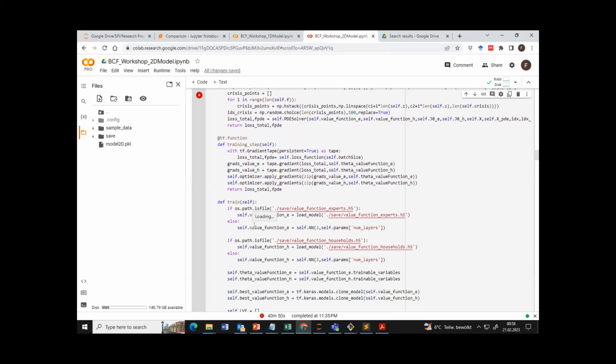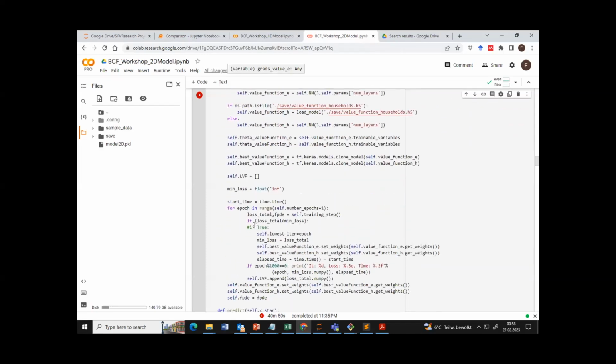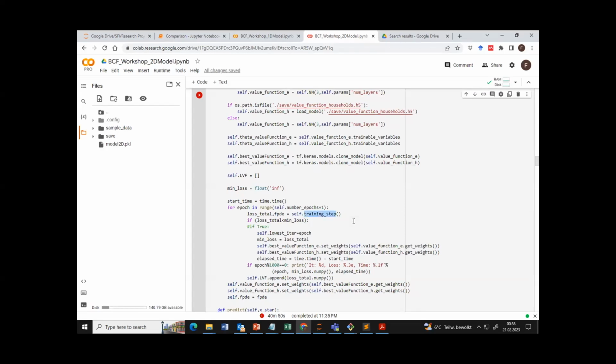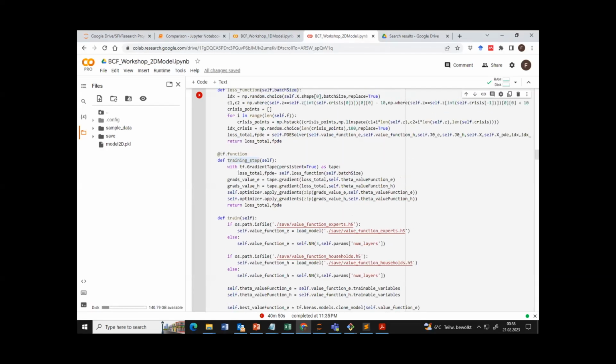And where does the actual computation happen? It's in the actual loop here, where in the training step, you call these functions and you compute those gradients.